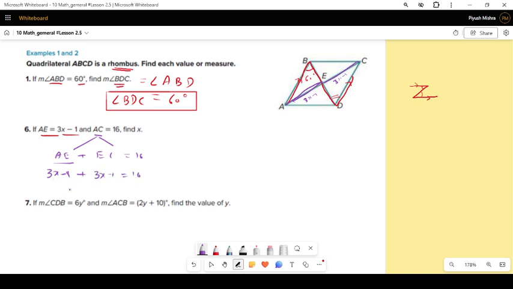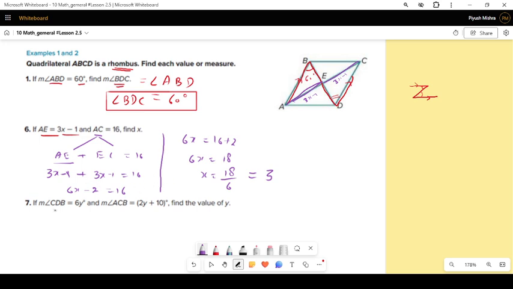Further solve it, it will give you 6x minus 2 equal to 16. Further solve it, so 6x is equal to 16 plus 2, so 6x will be equal to 18. So x will be equal to 18 by 6. Altogether it will give you 3. So I hope you understood.